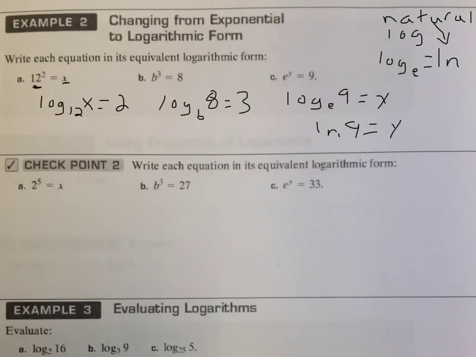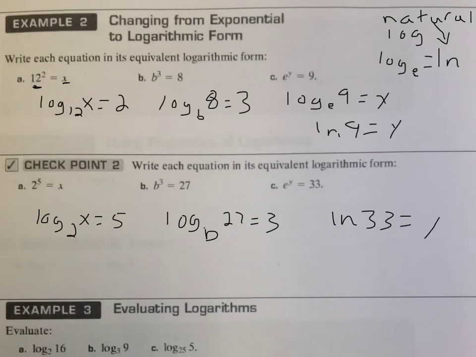All right, checkpoint 2A is log base 2 of x equals 5. B is log base b of 27 equals 3. And C is the natural log of 33 equals y.